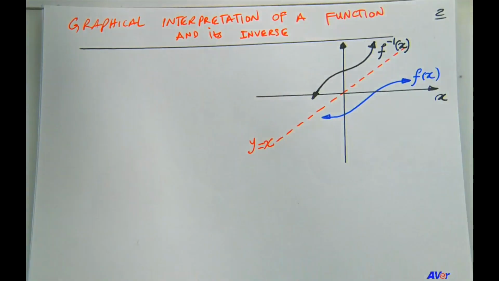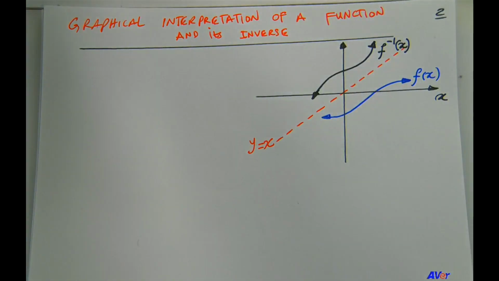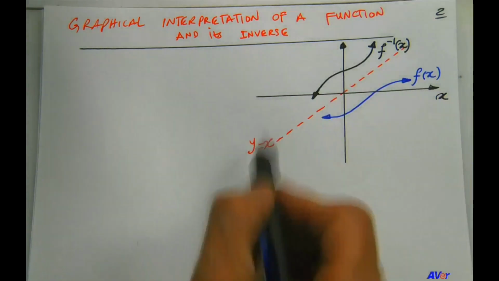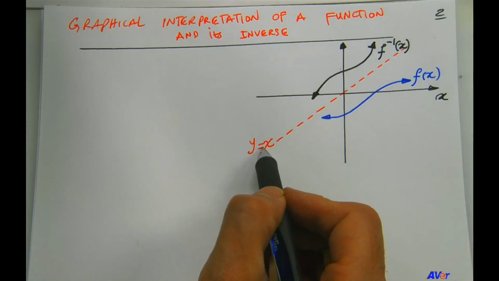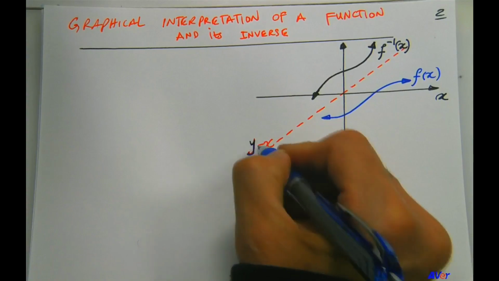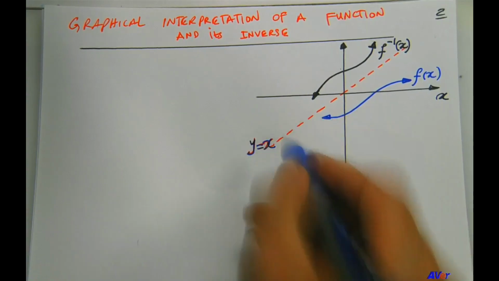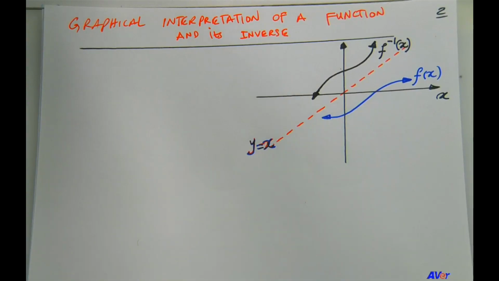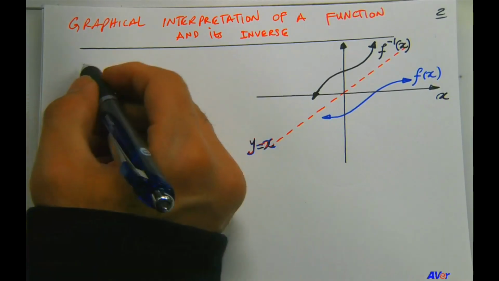So this is always the graphical relationship between a function and its inverse. The two are mirror images of each other across the y equals x line. I'll just make this a little bit darker because it didn't show very well. So now it stands out. Okay, so that's basically the graphical representation. Now let's write this down.